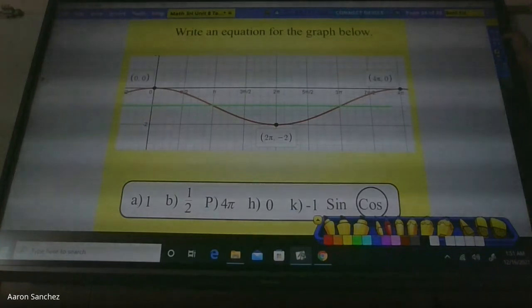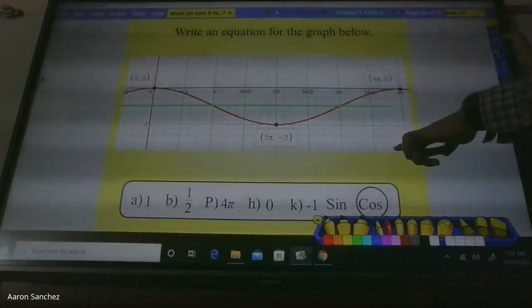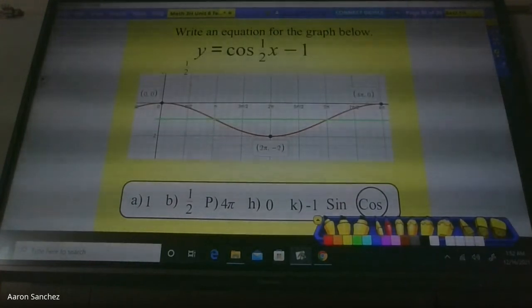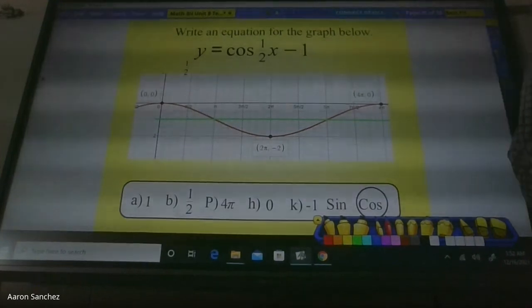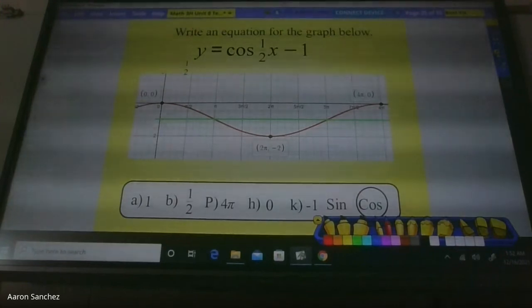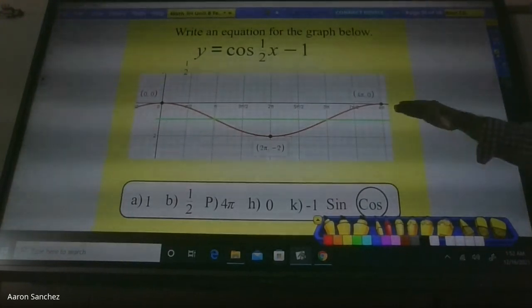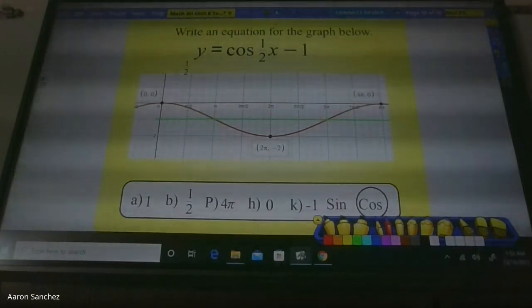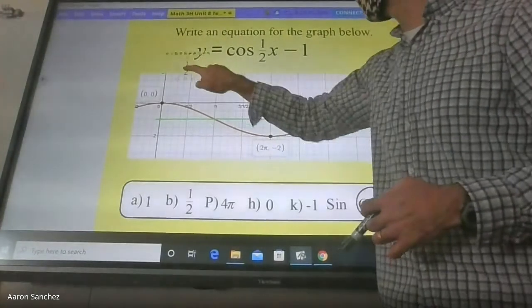Oh, there's all the stuff, right? Did I get all that right? Yeah. 1/2, 4 pi, 0. Y equals cosine 1/2 x minus 1. Got it. That's it. See, I have the midline here. And I think that's the last thing you guys have to know how to do.